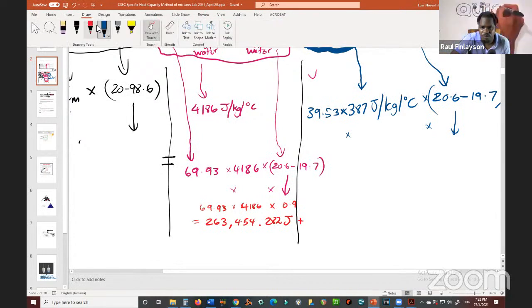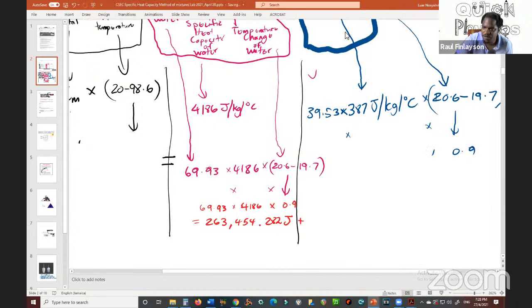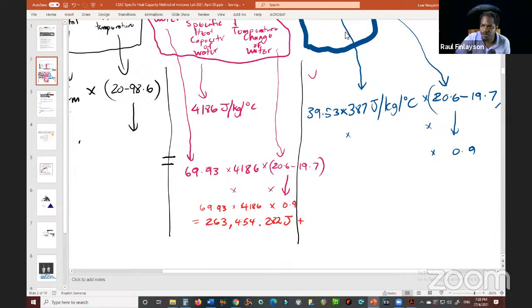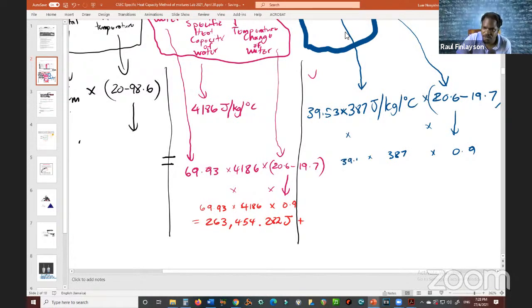So let's get into our calculations here. 0.9 will be there. And of course, we have 387. And we also have 39.53. All right, so that's the situation there.